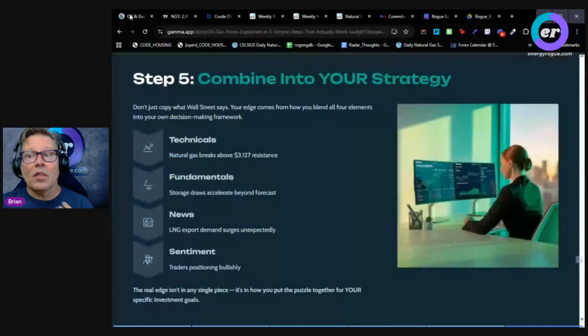But again, the key is to evaluate for yourself technicals, fundamentals, news, sentiment, and then package it all up together into your strategy. So Rogue Radar does this for you so that it gives you a head start and it saves probably 30 hours a week. I know that because I spent 30 hours a week before we created Energy Rogue.